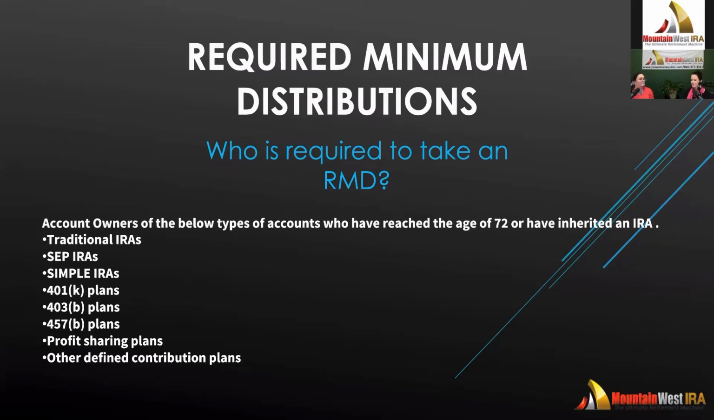As your own, yes. And at that point, if they were already RMD age, you'd have to make sure it got taken for the year they died. But if you weren't 72 yet and you're treating it as your own, you do not have to take RMDs until you reach 72. Okay. Good to know.